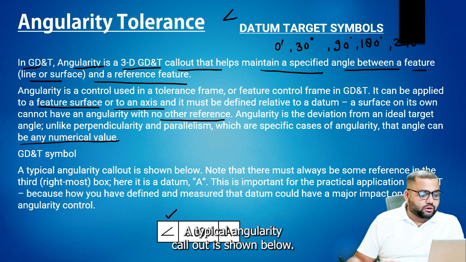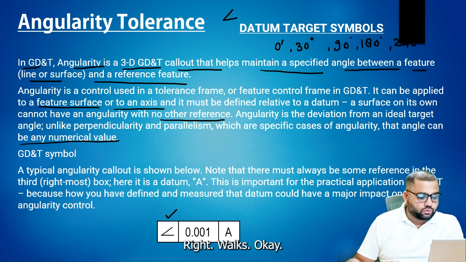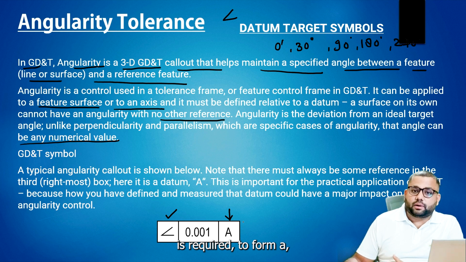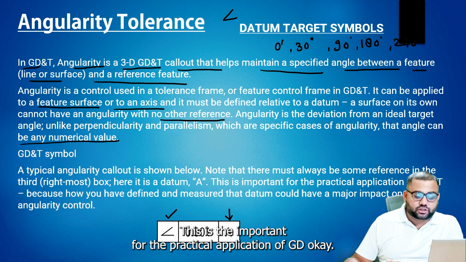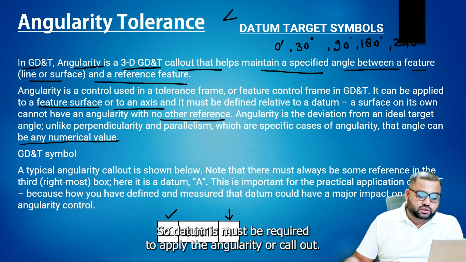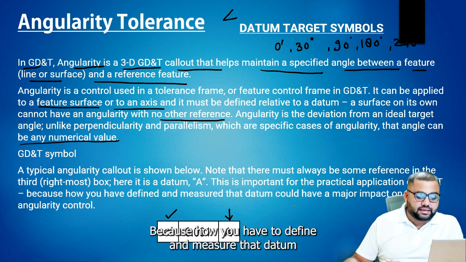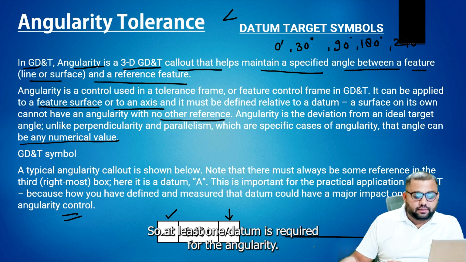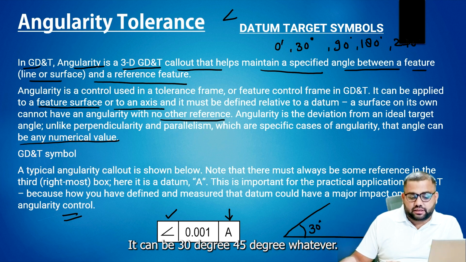A typical angularity callout is shown below. Note that there must always be some reference in the third box, so a datum is a requirement. At least one datum is required to have an angularity tolerance callout. Here it is datum A. This is important for the practical application of GD&T, because how you define and measure that datum could have a major impact on angularity control. From that datum, any angle can be measured. It can be 30 degree, 45 degree, whatever.